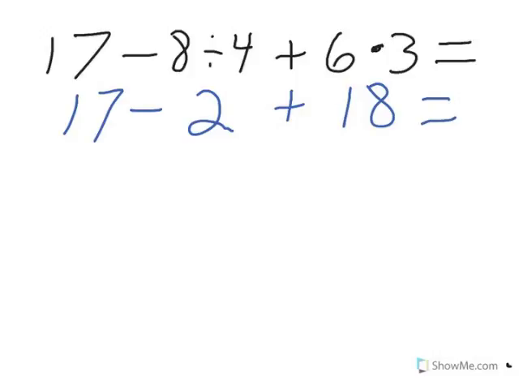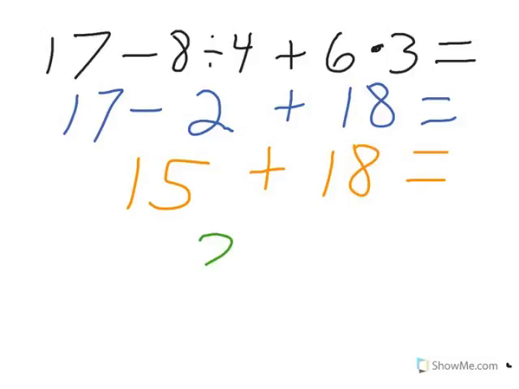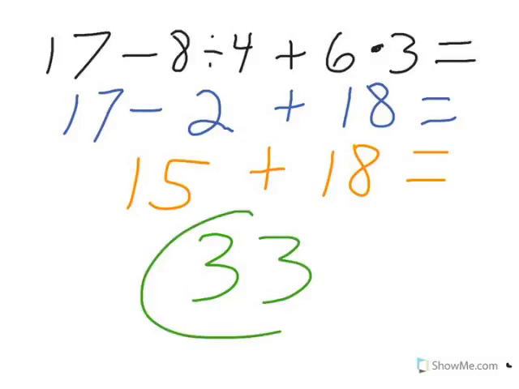Now we need to add and subtract from left to right. 17 minus 2 is 15 plus 18 equals, 15 plus 18 is 33. Good.